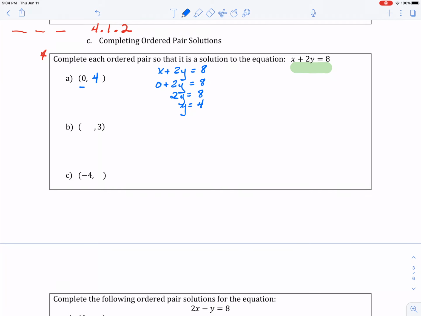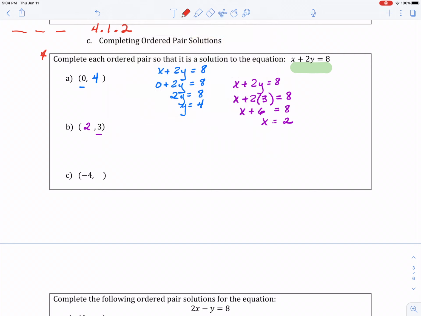All right, so let's move on to part B. I'll change the color so you can keep track of which work goes with which numbers. Here's the equation again. This time the number is sitting in the second position. That means that is the y-coordinate, and you and I are trying to figure out the corresponding x-coordinate. So I'm going to go into the equation, replace y with 3, do the solving process. I'm subtracting 6 from both sides, and I end up with a corresponding x value of 2. So when y is 3, x is 2.